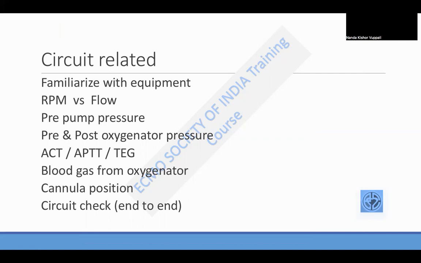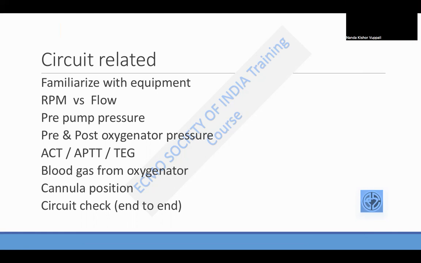Similarly, if there's an obstruction or a kink in the return limb, for the same RPM flows would come down. Then we need to look for whether there is any obstruction, or whether the cannula is hitting against a vessel wall, and address those issues rather than just going up on the RPM.